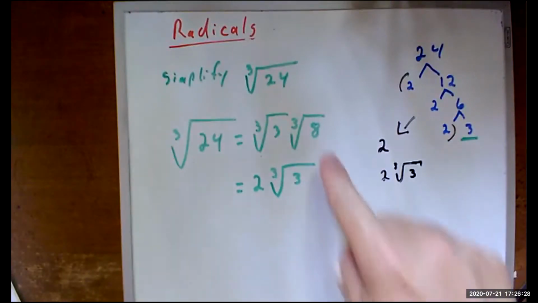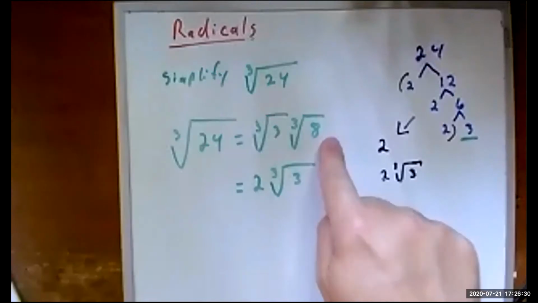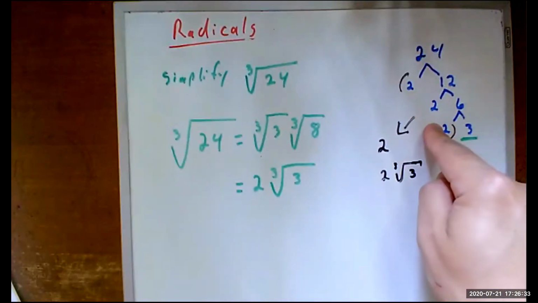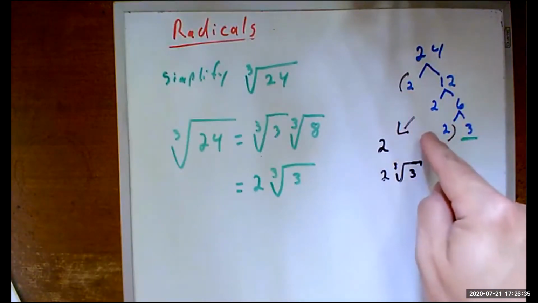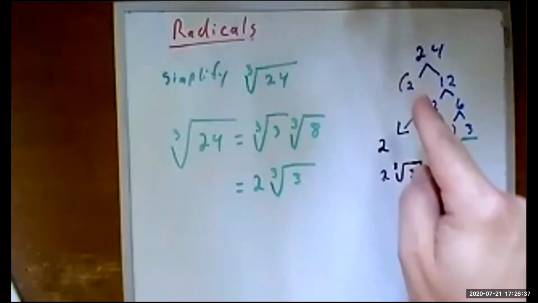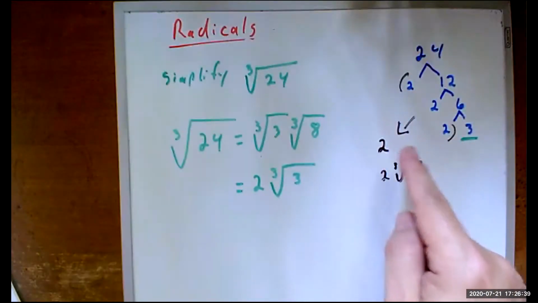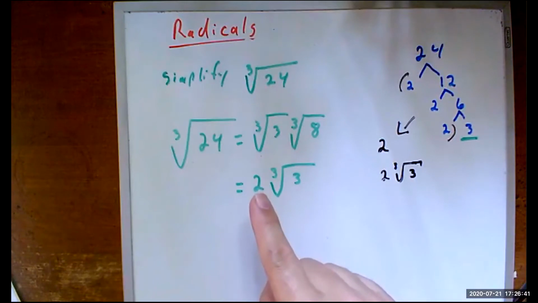Sorry, why does it become a 2? It becomes a 2 because 8 is 2 times 2 times 2. So we have groups of 3, okay? So that 8 could become 2 times 2 times 2. Because it's groups of 3, we can bring it outside. We can take its cube root. Is that clear?